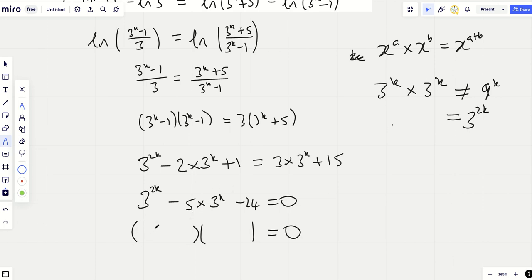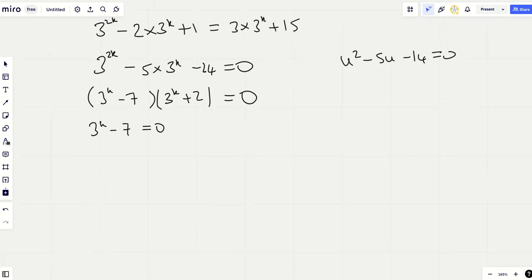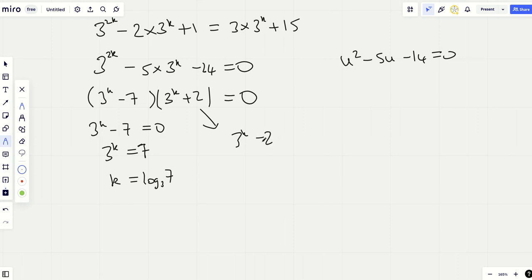I think we're going to get 3 to the k. I think if I had u squared minus 5u minus 14, it would be minus 7 and plus 2. So 3 to the k minus 7, 3 to the k plus 2. Okay, that means that 3 to the k minus 7 is 0, in which case 3 to the k equals 7, and k is log base 3 of 7. Or over here, 3 to the k plus 2 equals 0, so 3 to the k equals minus 2, but that's impossible. And so that doesn't give you any solutions. Yeah, and if you try and write it, you'll write it as log base 3 of minus 2, but you can't log a negative number.